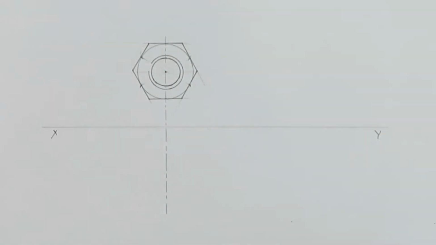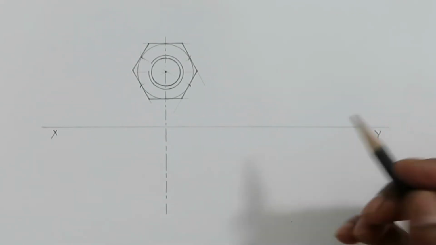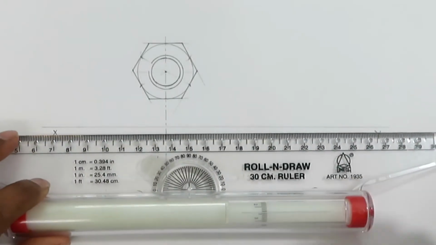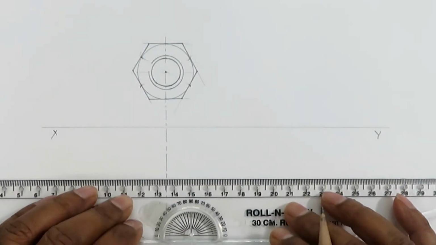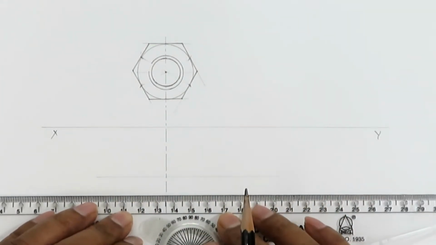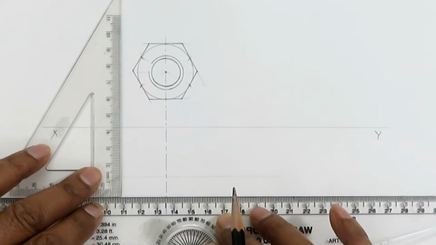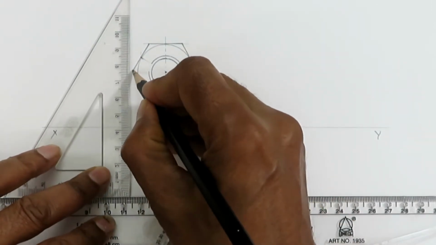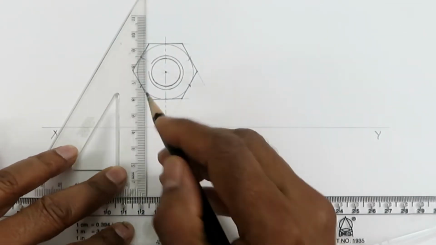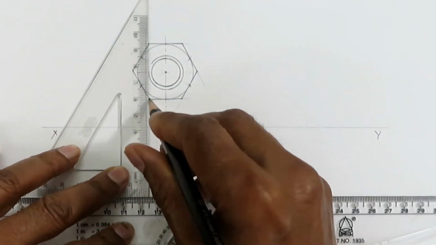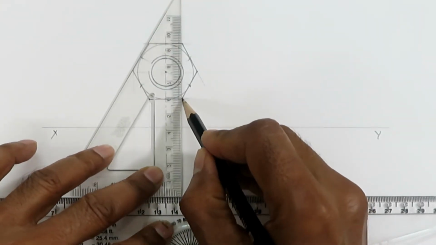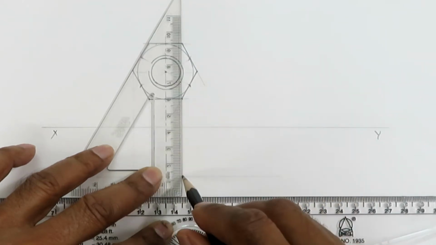So this is a complete top view of the nut. So now we will draw the front view. So we will draw the front view from here. So let's draw a line first and then project all the points. So initially you should use very thin lines, and once the view is done, then you can darken the outlines.